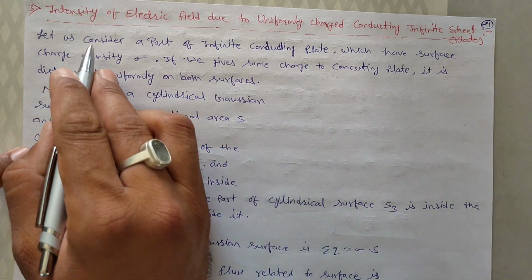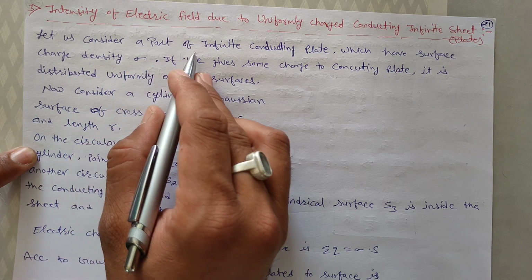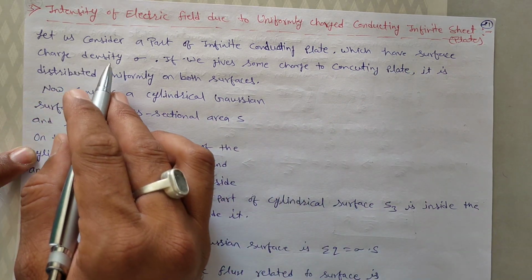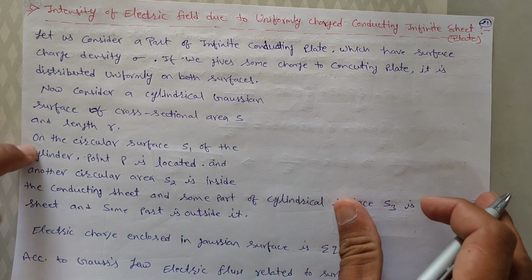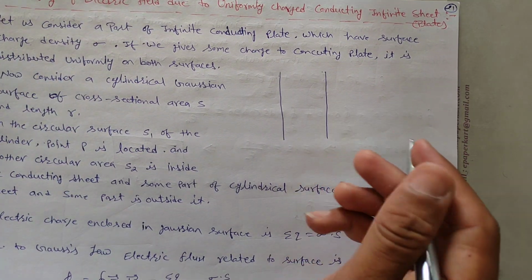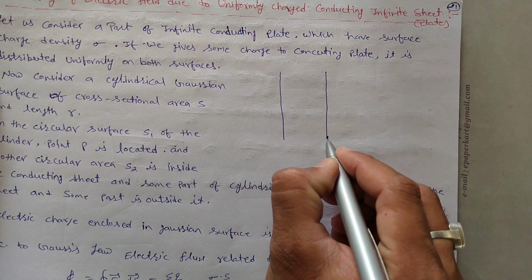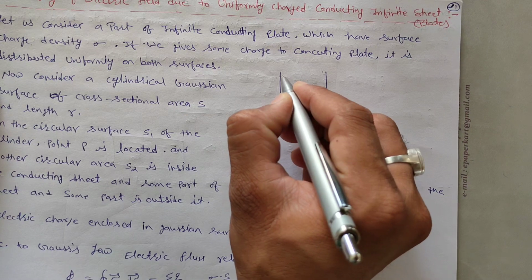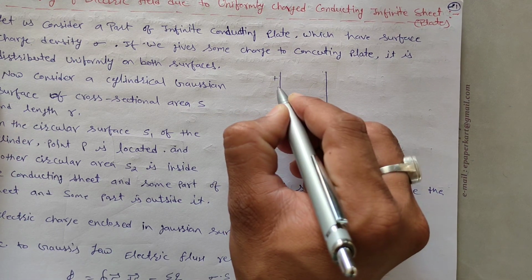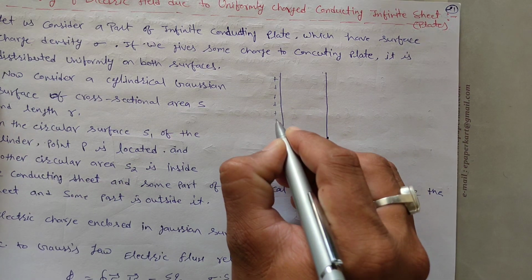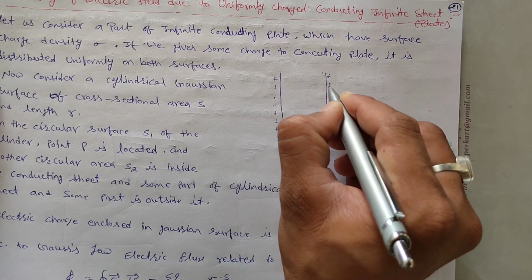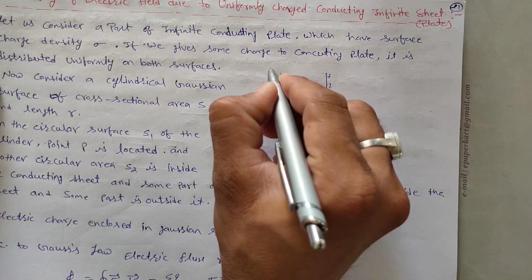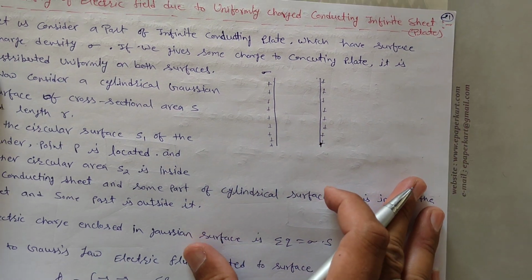For this, let us consider a part of an infinite conducting plate which has surface charge density sigma. This is the thickness of the plate. Okay, now we give some charge to this conducting plate. The charge is distributed uniformly on both surfaces like this. Okay, and surface charge density is sigma.